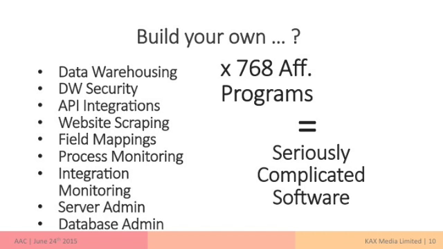You've got security on the data warehouse. You've got to integrate with a variety of APIs across all the different online gambling affiliate programs. Many of them don't even have APIs, so in that circumstance, you've got to scrape the website or somehow pull the data out in any way that you can. Once you've done that, you then have to map all the different names from all the different affiliate programs into some sort of normalized data set.